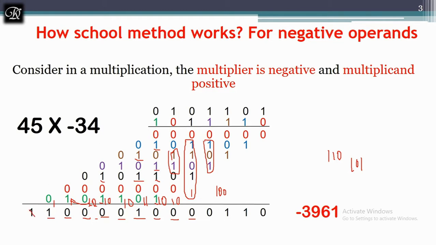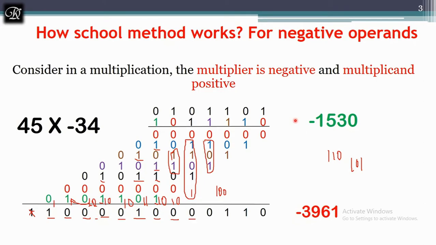Now this one is not required. Now I have got this value. Let me check what the answer is. Actually, the answer I got, if I convert this to decimal, is 3961, which is a wrong value. Actually I should get the answer minus 1530. This is what is wrong with the regular school day technique, where we are not getting the correct answer; we are getting a wrong answer over here, but the correct answer should be this.